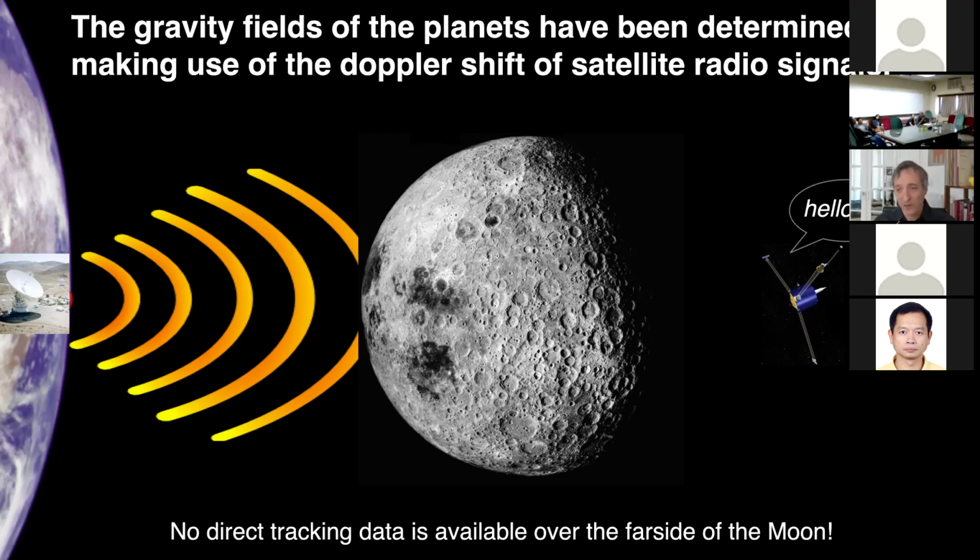But for the moon, there's a problem. Whenever the spacecraft goes behind the moon, we cannot communicate directly with the spacecraft because the moon is in the way. Because of this, for the moon, we have very little to no direct tracking data over the far side of the moon. So the near side gravity field of the moon was known fairly well before GRAIL, but the far side was very, very poorly known.